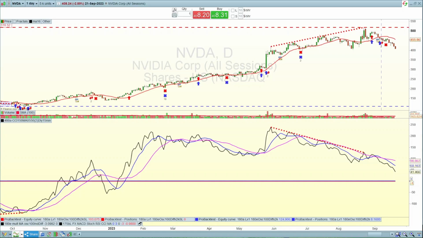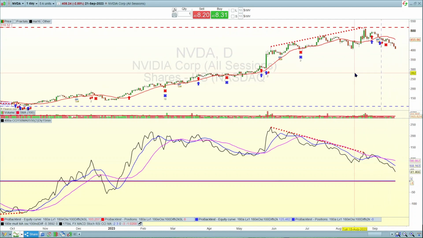This is another stock chart update for NVIDIA. I did a video a couple of weeks ago showing you how the CCI, which we track on all our trades, was giving us a bearish divergence versus the price. It hit this resistance up here at 518.52, and since then the CCI is still declining and the price is retracing back down to the downside.